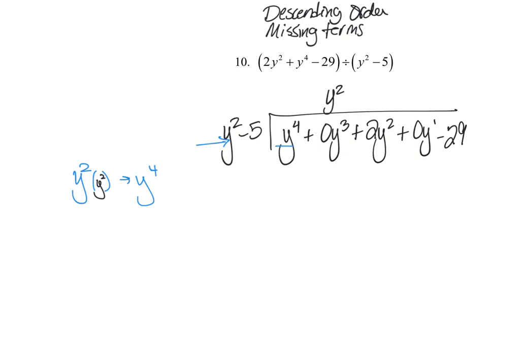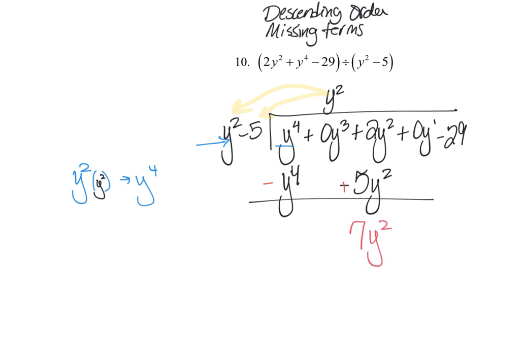Coming back around, that's what I'll multiply each term by. And I end up with y to the 4th minus 5y squared. All right, so just hang with me. So we're going to change the sign. So I end up here with 7y squared.